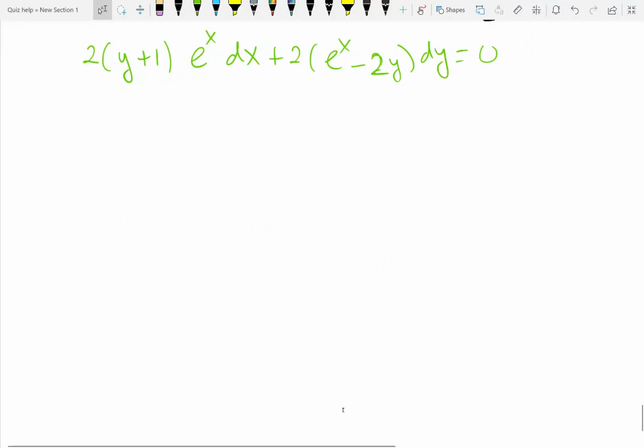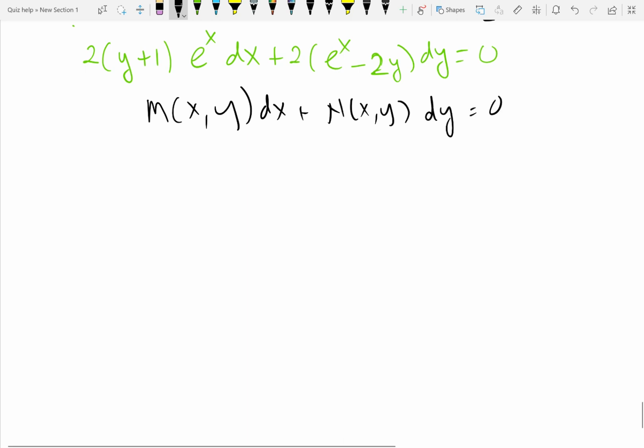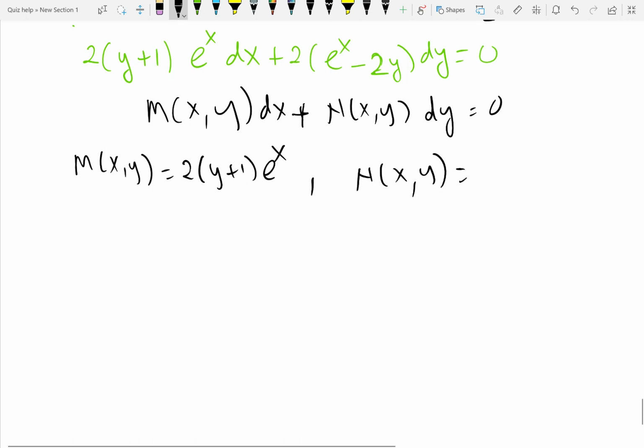Okay, so let's look at more examples and understand this procedure clearly. The first step is to make sure your differential equation is in the form M times dx plus N times dy. Well, it's already in that form. So what is M? M is 2 times (y plus 1) e to the x, and N seems to be 2 times e to the x minus 2y. Now once you identify the M and N, what you should do is test for exactness.